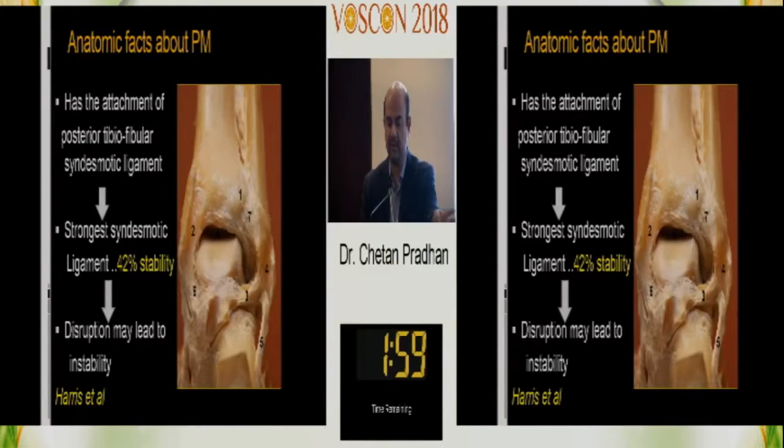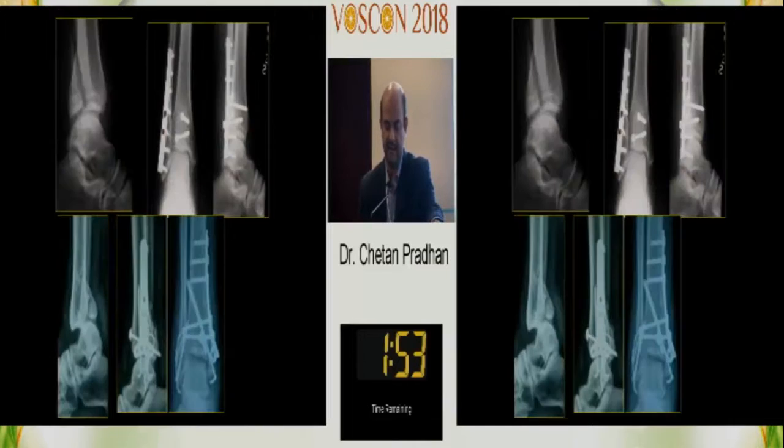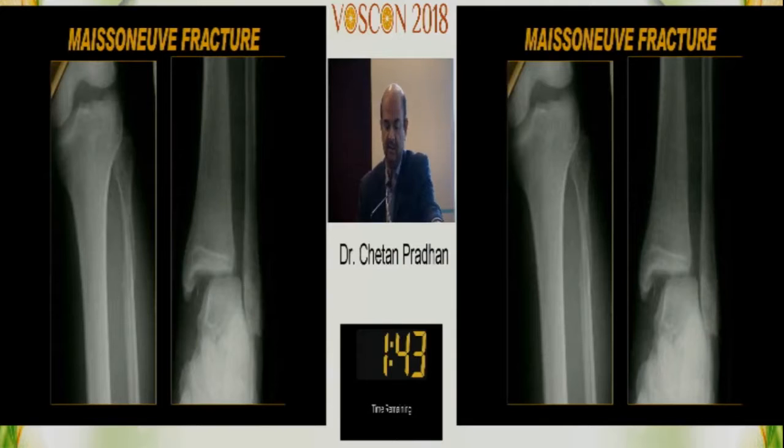I'll not go into posterior malleolus because it has been nicely covered by Dr. Shah. Needless to say that it has a role in fixing, and almost all posterior malleoli are now being fixed with whatever modalities available. Important another fracture is the Mason-Lewis fracture, where you don't have anything in the ankle but a fractured fibula up there.